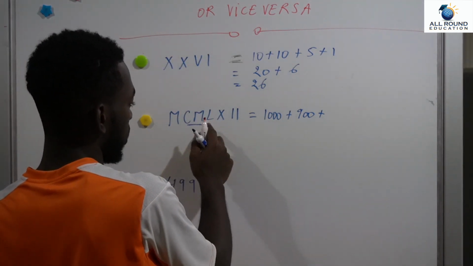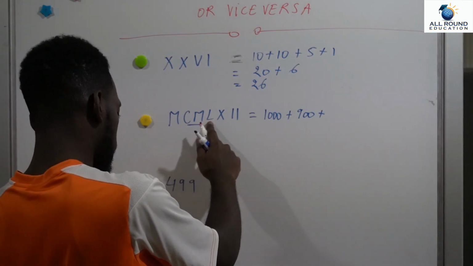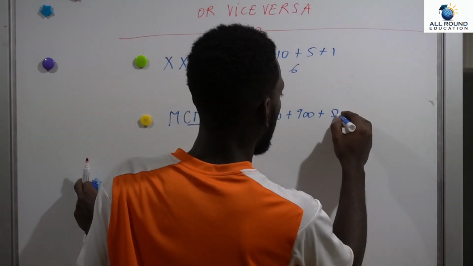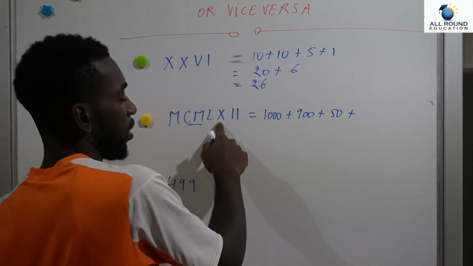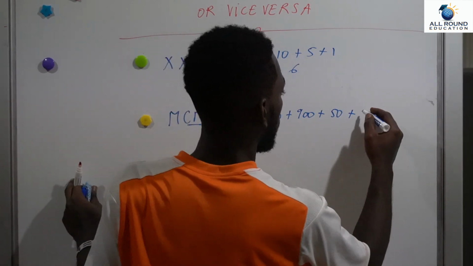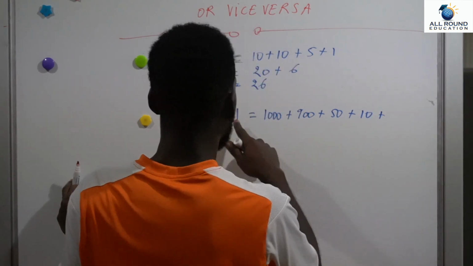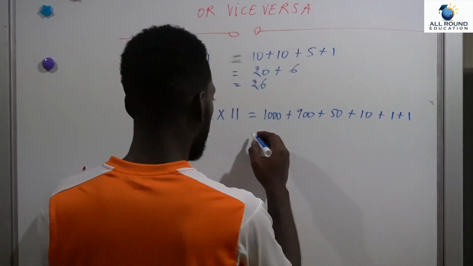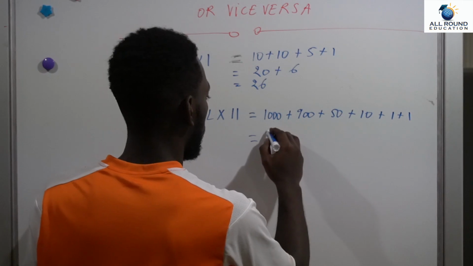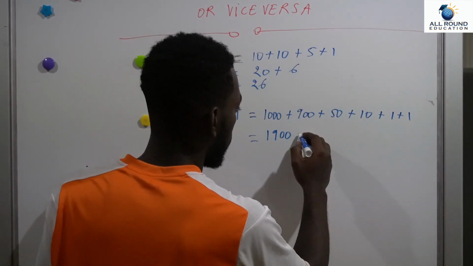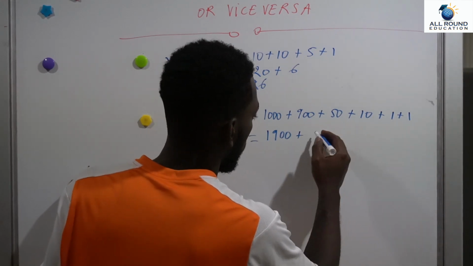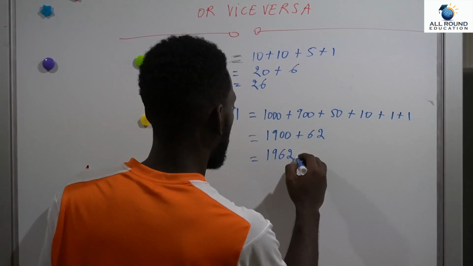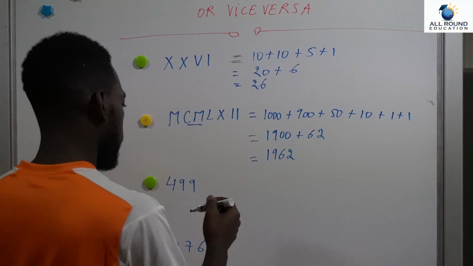the next numbers. You can see this number here, L, represents 50, right? The next number is 10, so this 50 is by itself, so it's plus 50, plus X, capital X, is 10, plus 2 bars, which is just 1 plus 1. Now here you add 1,900 plus 50, 60, 62, right? And the final answer is 1,062. Great.